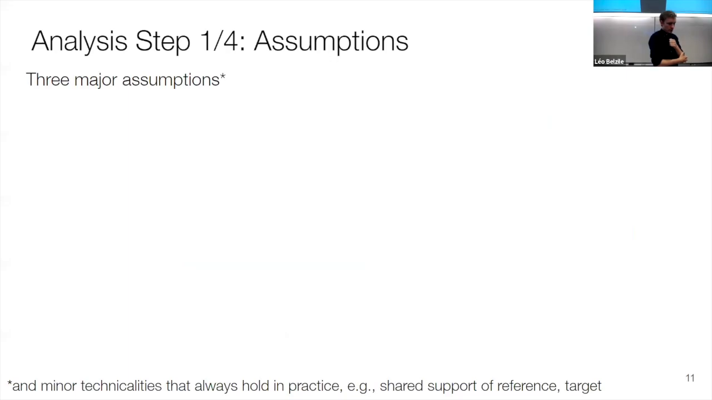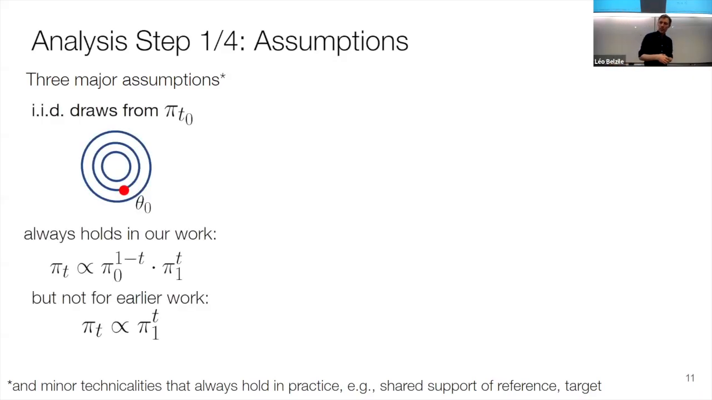Now we're going to get a little bit into the analysis itself that we do in this paper. In particular, we need 3 major assumptions for our analysis. There are some minor technicalities like support: the distributions all have to have the same support and things like that, which essentially always hold in practice, so I'm not too worried about those. The big assumptions are, first, that our reference distribution, the easy one, provides IID draws. This is not really a major assumption to worry about. In particular, we get to pick the reference in our algorithm, so we can simply pick it to be something that gives us IID draws.